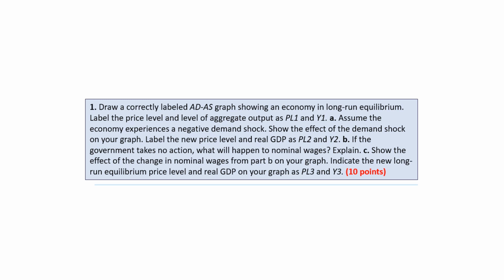Part C, show the effect of the change in nominal wages from Part B on the graph. So you've already drawn a change in aggregate demand. Now think, okay, in response to the change in nominal wages, there's going to be some change in short-run aggregate supply. Indicate the new long-run equilibrium price and real GDP on your graph as PL3 and Y3. Right? So take your time, hit pause here, get to work on this, and let's see how we did.